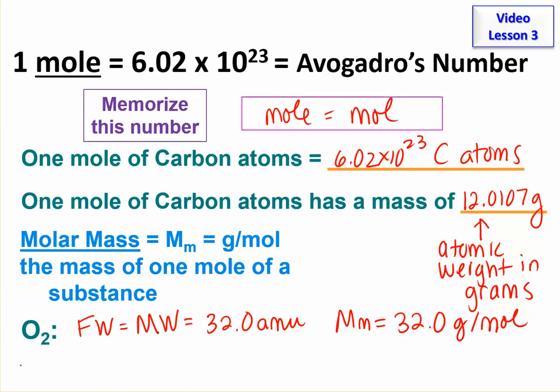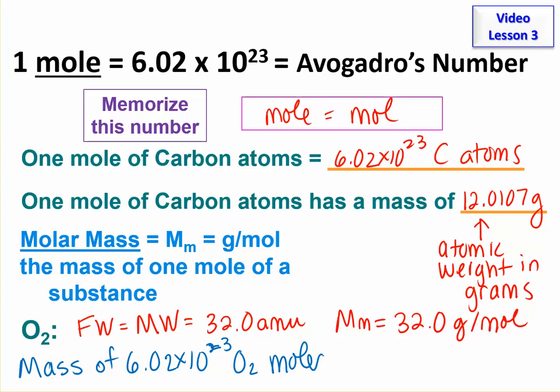So just restating some things and making sure we're clear on what's going on here. The mass of 6.02 times 10 to the 23rd oxygen molecules is equal to 32 grams.